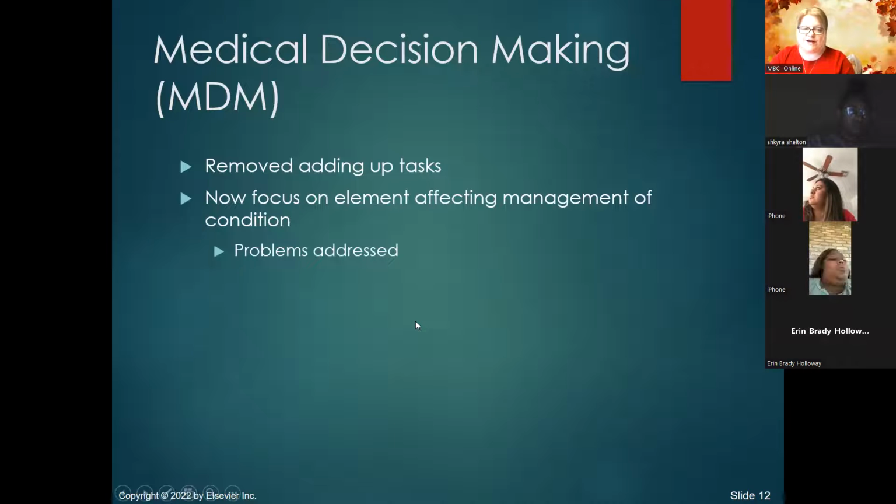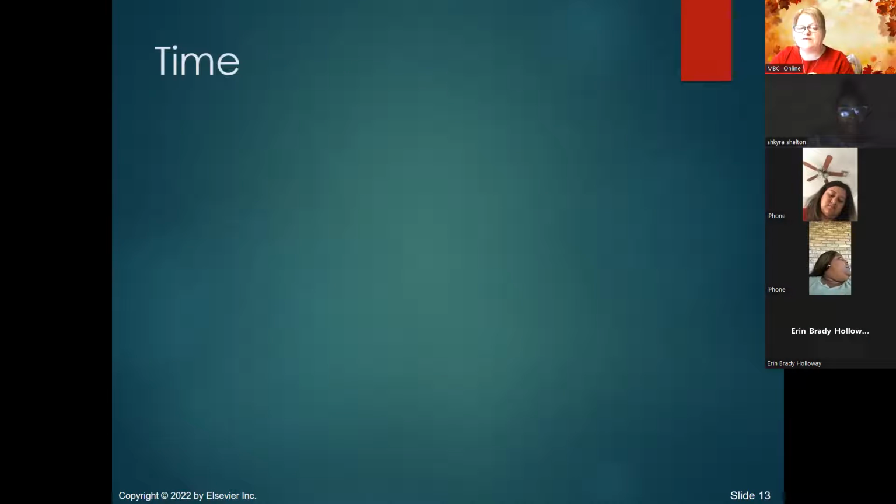Which problems were addressed, what kind of data was reviewed, and the risk. The more serious a condition is, the higher level of risk it's going to be. Okay, if they are in end-stage renal failure, end-stage renal disease, that's some pretty heavy duty diagnosis, heavy duty medical decision making there.